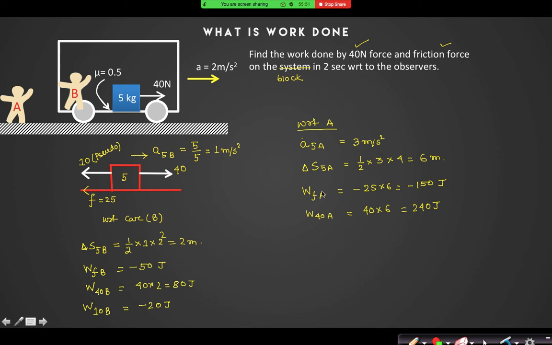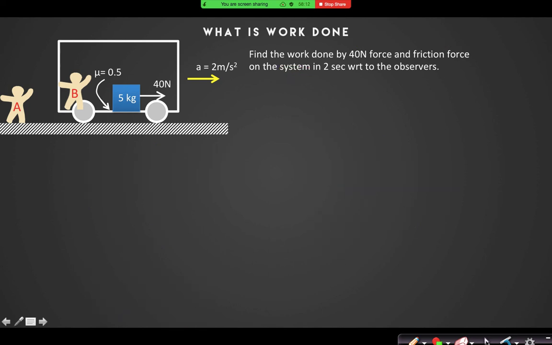Right? So what is the total work done with respect to A? 90 joules. Yes, work done in the reference frame of A is 90 joules, and you can see work done in the reference frame of B is equal to 10 joules. Can you see that the work done is different in different reference frames? Alright.